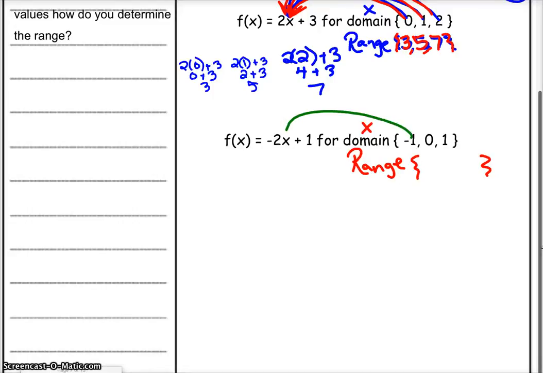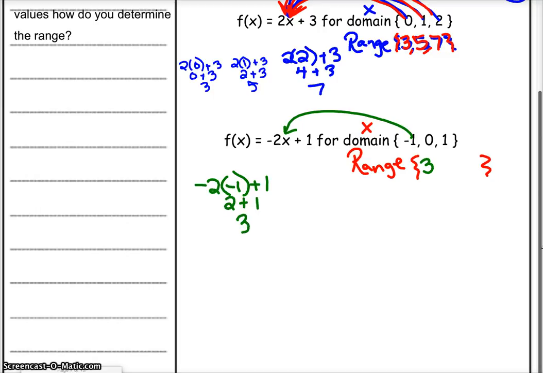Okay, so the first one I'm going to plug in. What's negative 2 times negative 1? 2. Plus 1? 3. Okay, there's my first range value. I went negative 2 times negative 1 plus 1, 2 plus 1, 3.